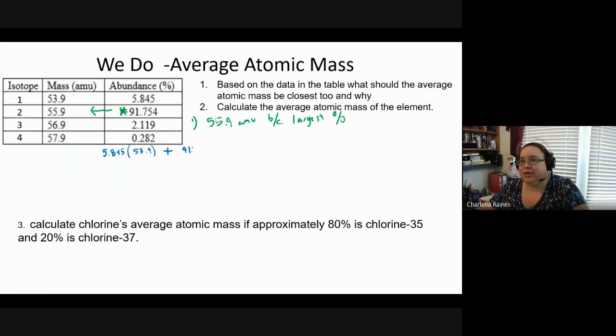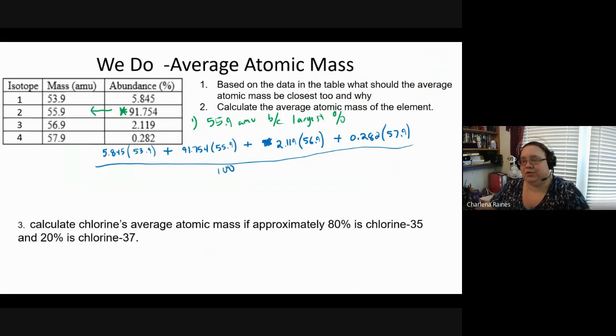So my 91.754 times 55.9, plus I have to add the next isotope. I'm going to try and do them in the same order, though it really doesn't matter. 2.119, that's my percent, times 56.9, plus my last isotope, 0.282 times 57.9, all divided by 100. This fixes it so you don't have to change any of the numbers.